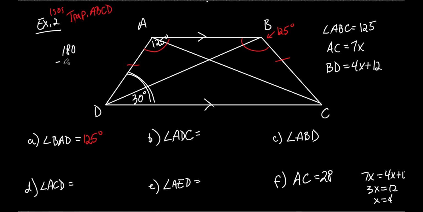So what do I do? 180 minus 125. All right? So I'm taking this angle here, this angle here. They're supplementary. I know one of them, right? Every time we know that two things add up to 180, and I know one of those angles, how do I find the other one? I take it away from what? 180. All right? And what's that? 55?